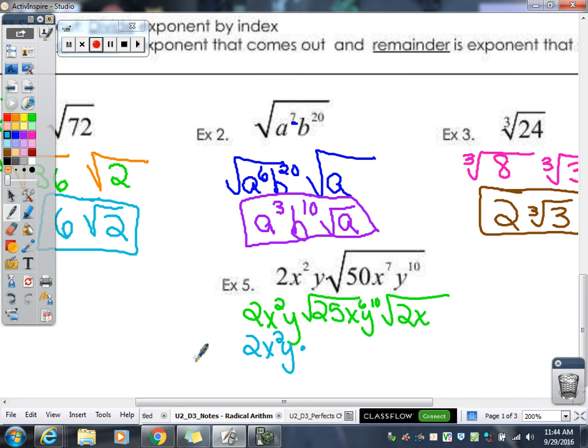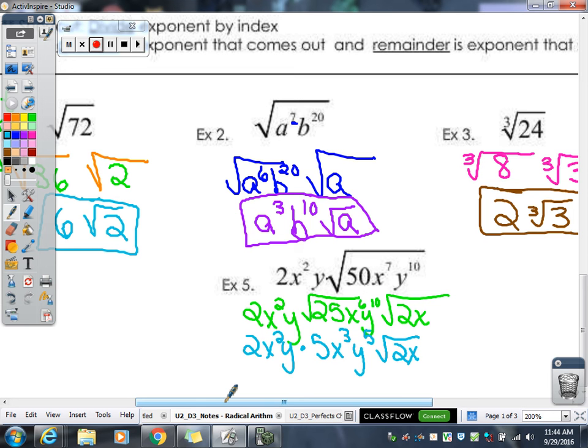So I still have this 2x squared y that was out in front. And then it's going to be times the square root of 25, which is 5. Divide our exponents, so I get x to the 3rd, y to the 5th, and then the square root of 2x.